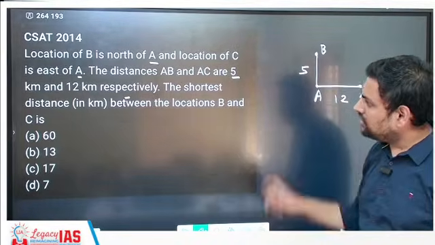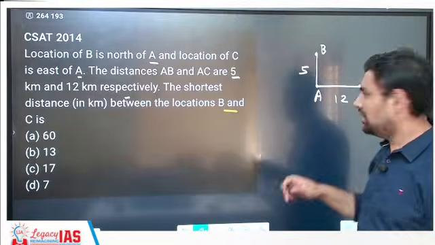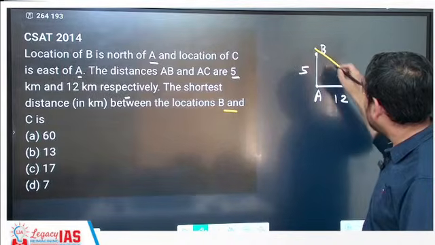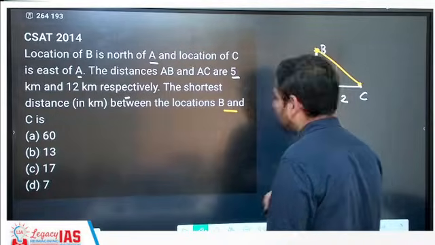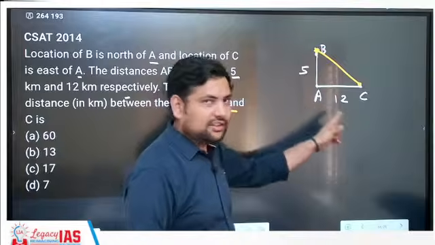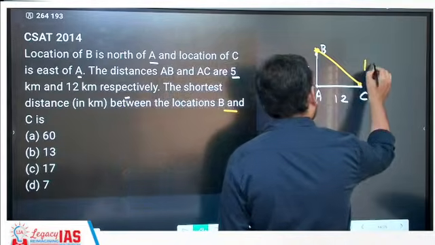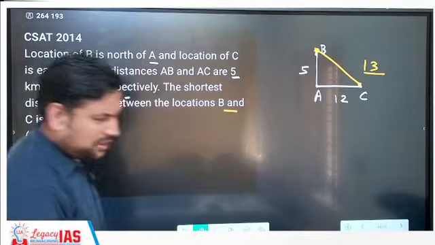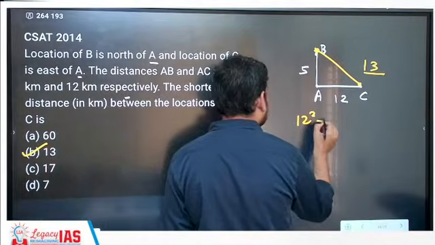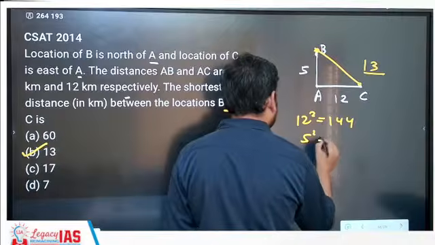Now it is asking you the shortest distance between B and C. This is the shortest distance. That is the Pythagoras triangle. Correct. Now if you have 5 here, 12 here, what will you have here? You will have 13 here. So 13 becomes the answer. If you don't remember, you can just add. So 12 square is 144, 5 square is 25.